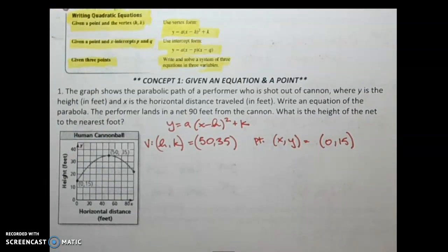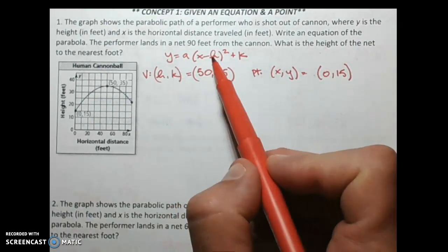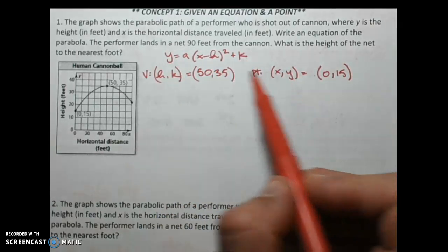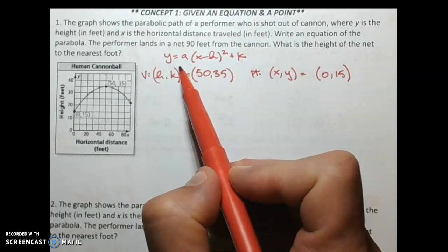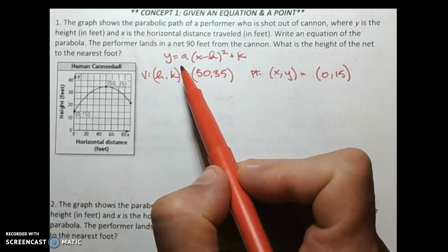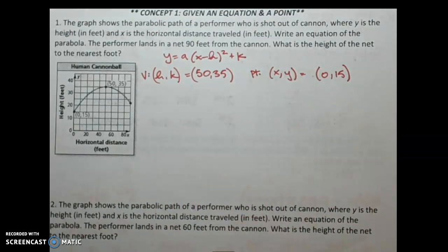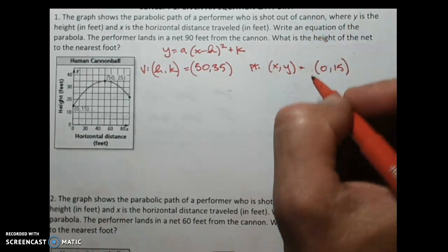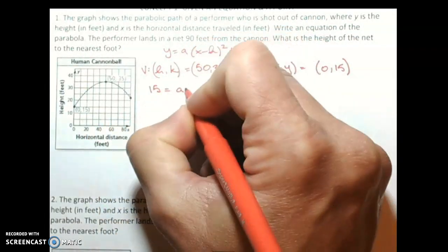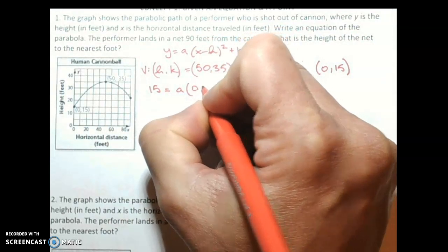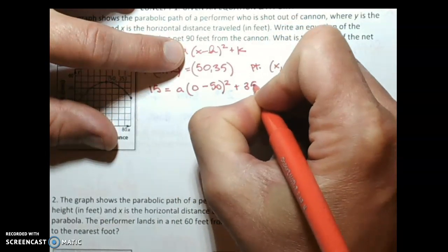Alright, so what I want to do is plug in my h here, my k here, my x right here, and my y right there. And what we're going to be missing is the a, and that's what we have to go ahead and solve for. And then when I find a, then I can plug a, h, and k back in for the equation of the line. Alright, so let's do it. So y is 15, so I have 15 equals a, x is 0, minus h, which is 50, squared, plus k, which is 35.